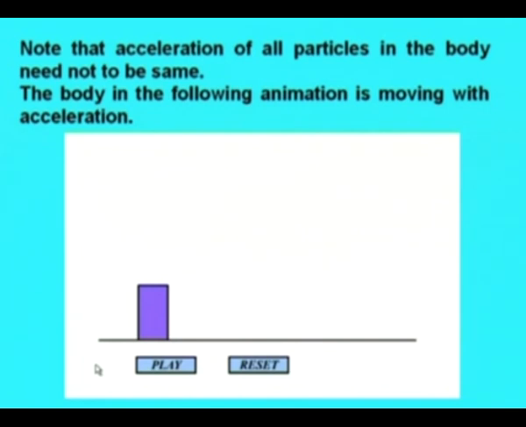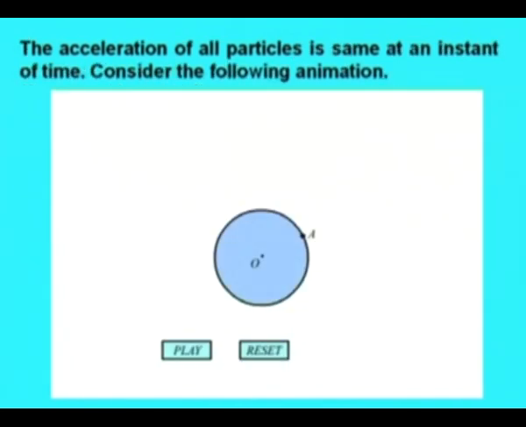Now it has to be noted that the acceleration of all particles in the body need not be the same. The body in this animation is moving with acceleration. You can see in the animation that this is undergoing rectilinear motion. That means this body is moving in a straight line, and in that case all particles are moving with the same velocity and same acceleration. So if we talk about the acceleration of the mass center or of any other particle, that doesn't matter.